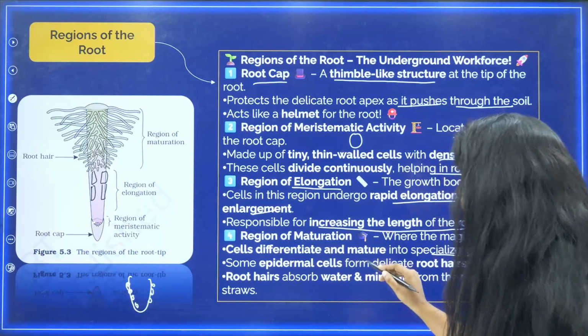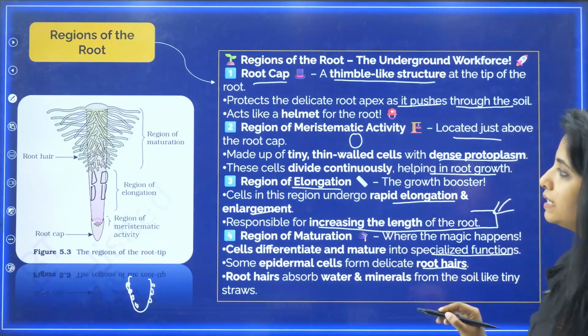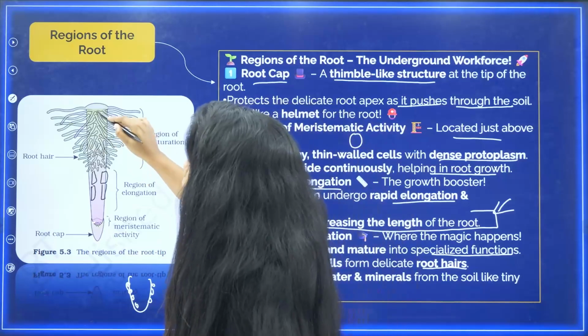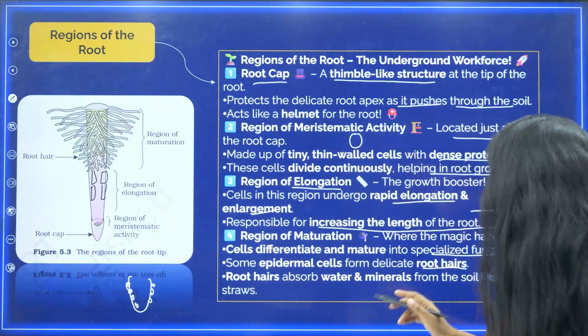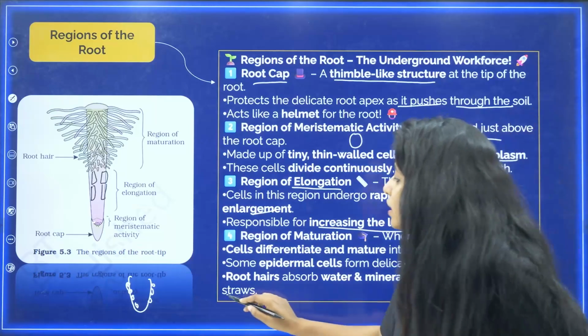Some epidermal cells, that is the outer cells, my dear children, form delicate root hairs as well. As you can see over here, they might form what? Delicate root hair as well. Now root hairs absorb water and minerals from the soil like tiny straws.